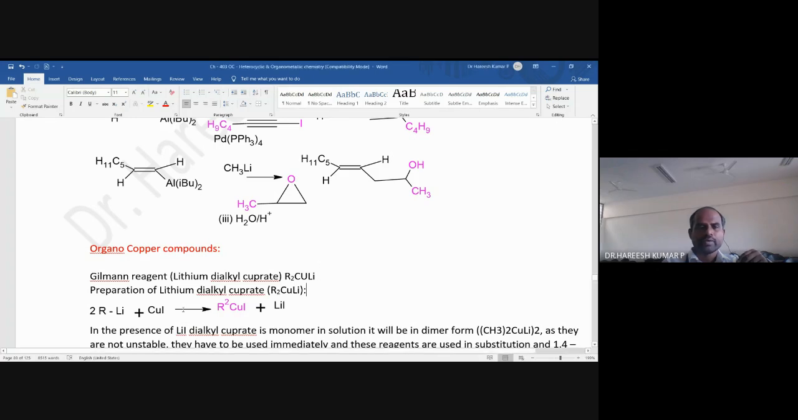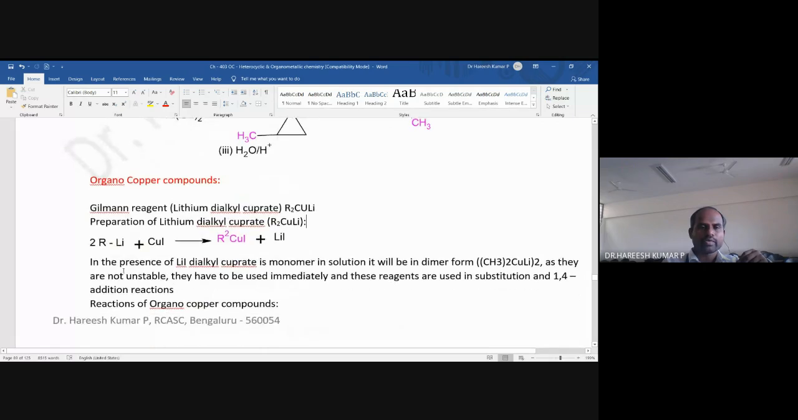Okay, so how can one prepare a lithium dialkyl cuprate? Lithium dialkyl cuprate means R2CuLi, which is also called Gilman reagent. How can one prepare it? Just by treating organolithium, RLi, with CuI. RLi means organolithium. CuI means cuprous iodide. So there is a difference.